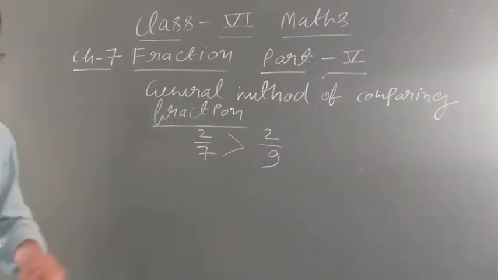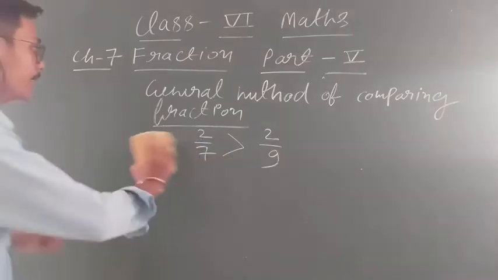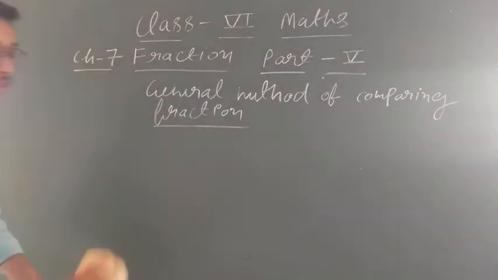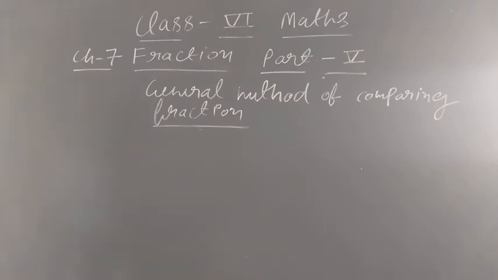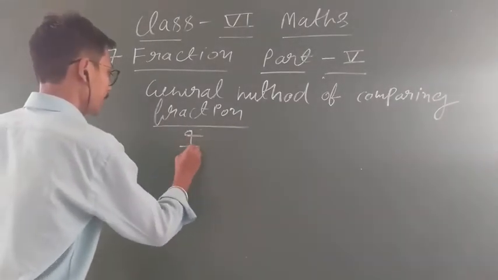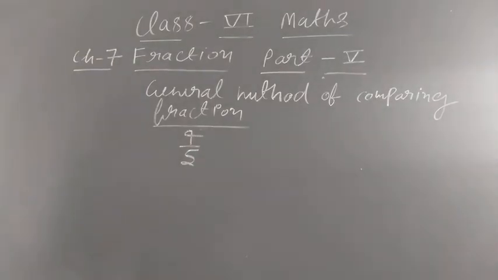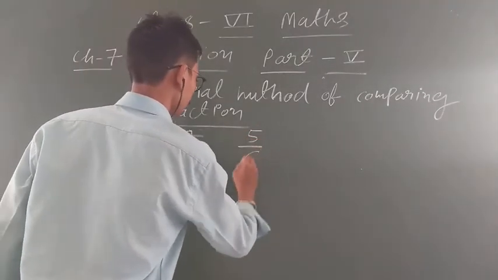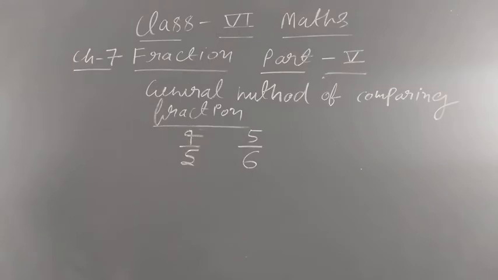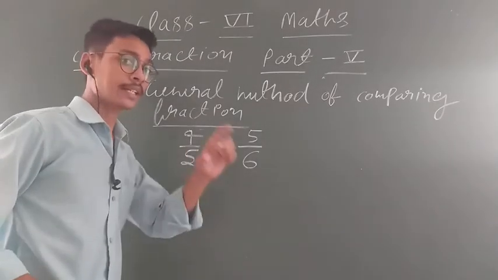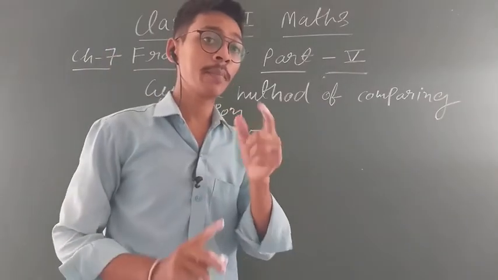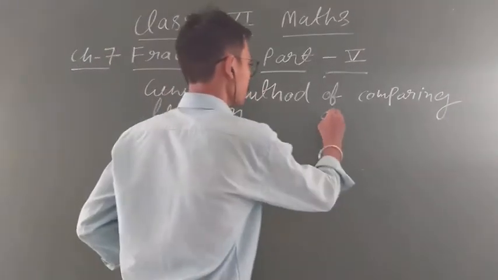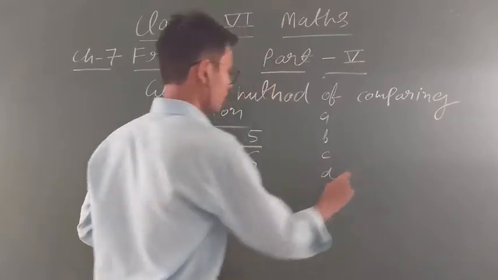Okay, student. The next thing is that if you don't want to apply this method, like the question is given 4 upon 5 and 5 upon 6. Which fraction is greater? You have to find out, student. So how will you find out? First you have to convert to equivalent like fractions. Again you can solve this question this way. But let us assume four options are given.